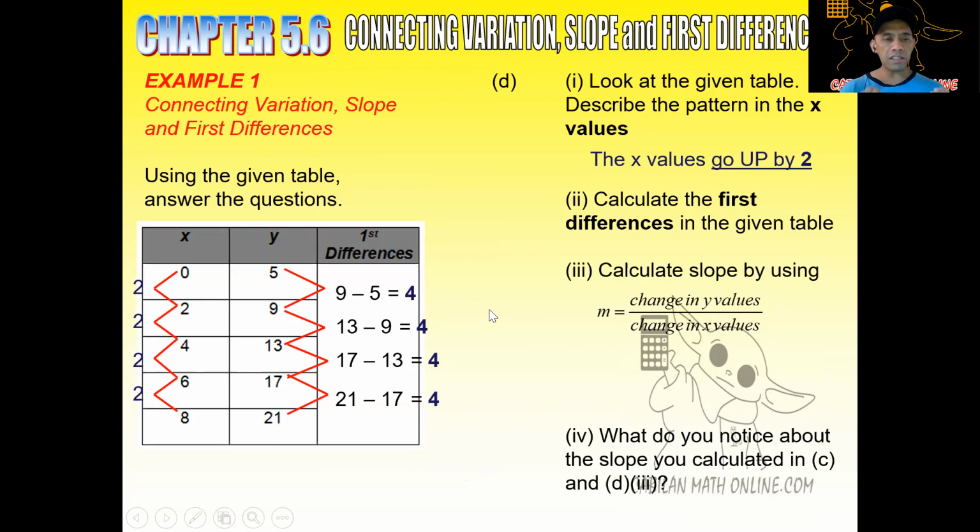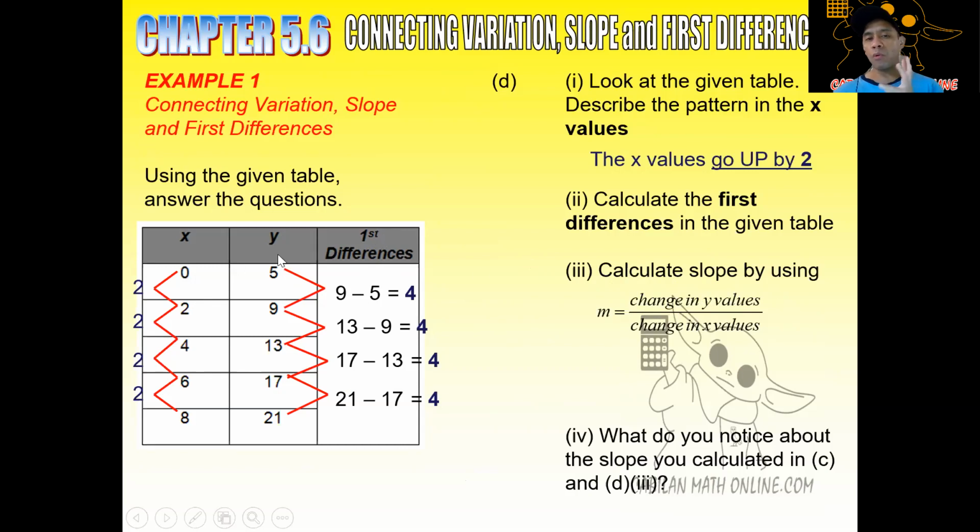Now, I want you to take a look at exactly what we've done here, because I want you to understand what the formula is for section 3 over here. Okay, notice the first differences are 4. Now, if you look at this formula on the right-hand side, the first differences are also the same thing as the change in y values.